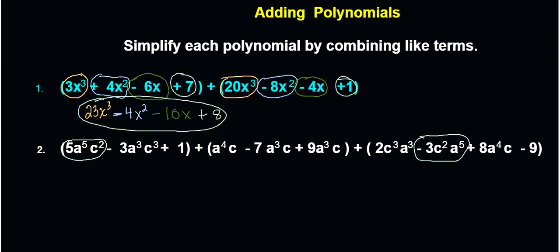It doesn't matter which letter comes first. If the term has the same letter and that same letter has the same exponent, they're like terms. So 5 take away 3 leaves me with 2 a to the 5th c squareds.